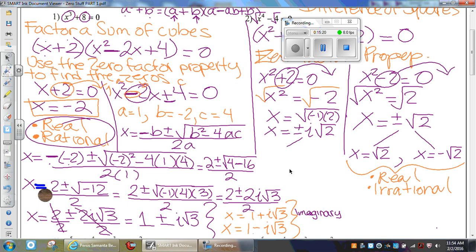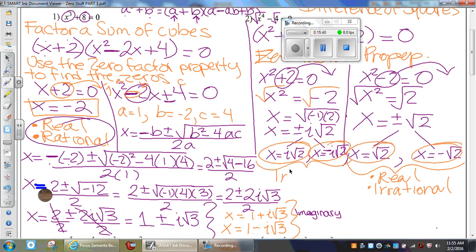So from here we get 2 more. X is equal to the positive i square root of 2, and x is equal to the negative i square root of 2. So how many zeros do we have in total? 4. 1, 2, 3, 4. And these ones, they are imaginary.